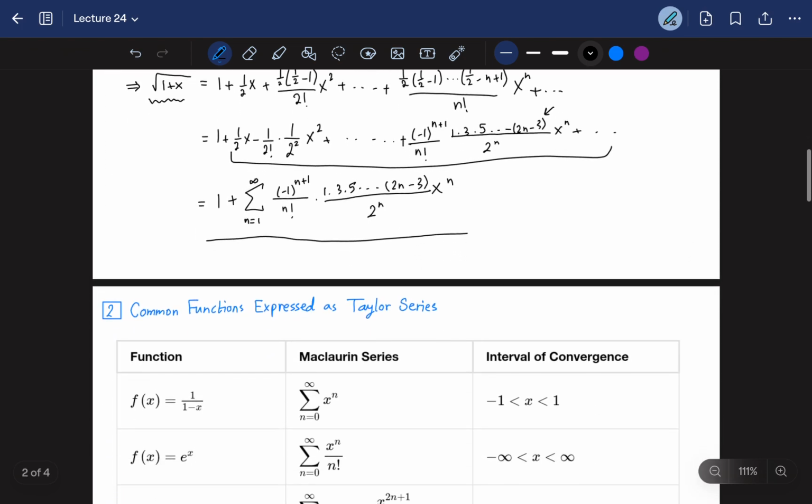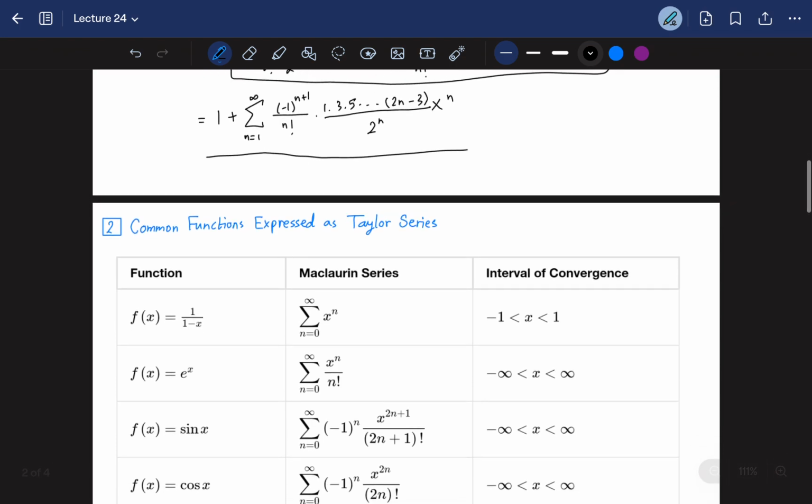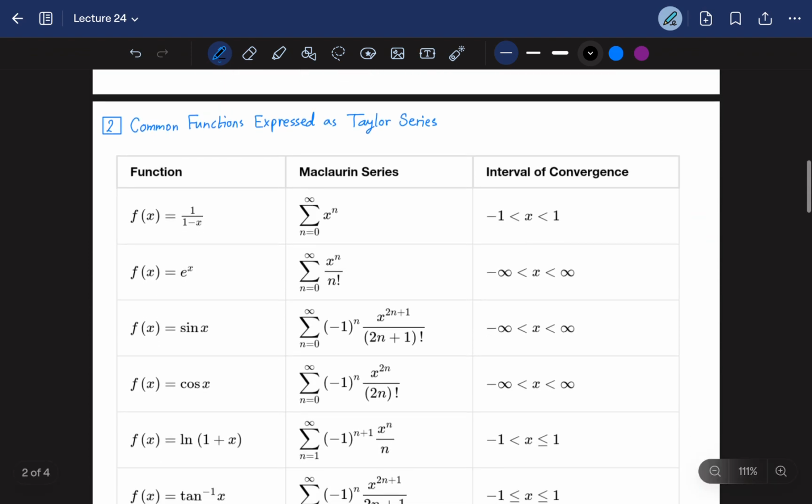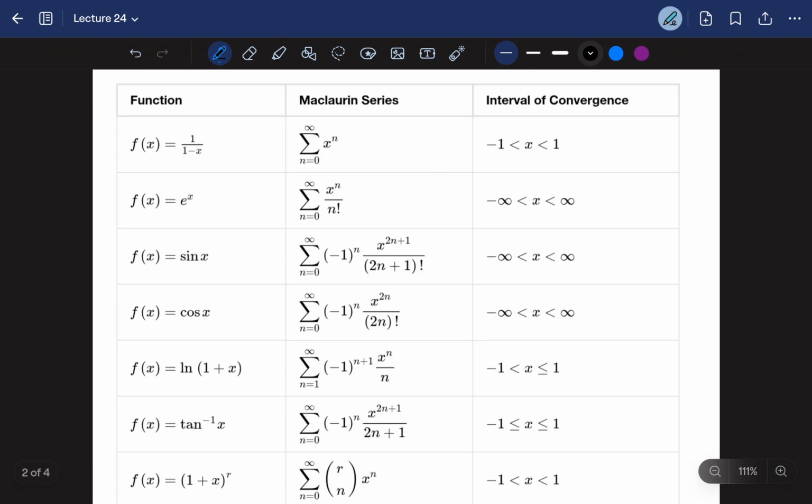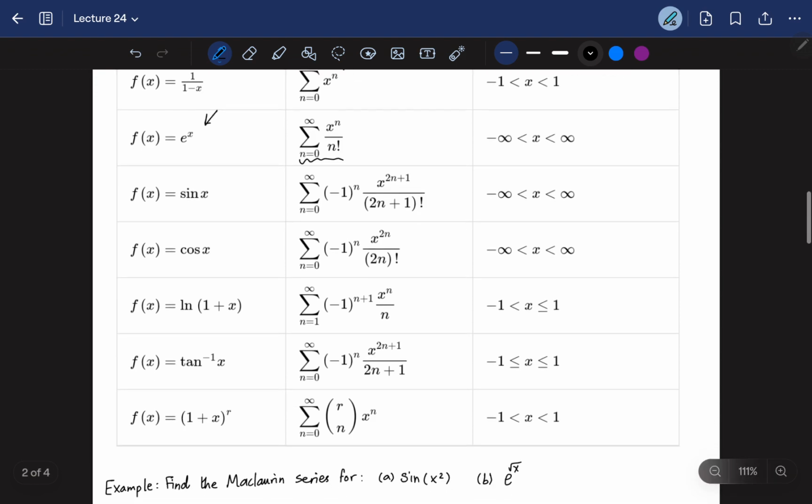Now we're going to see how to use common functions expressed with Taylor series to find the series for other functions related to them. This table you should be familiar with. For example, the function 1 over 1 minus x is a geometric series that we already know and that has this form. Also e to the x, in previous videos, we were able to prove that this is equal to this. Similarly for sine, cosine, ln, and so on, if you apply the Taylor series formula and find the nth derivative, you'll be able to see that these are the Maclaurin series for them.